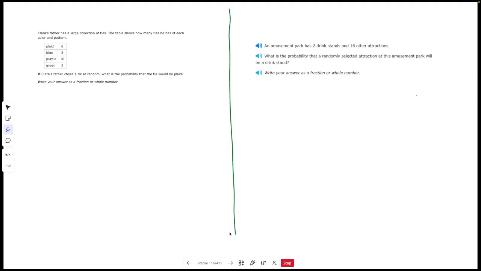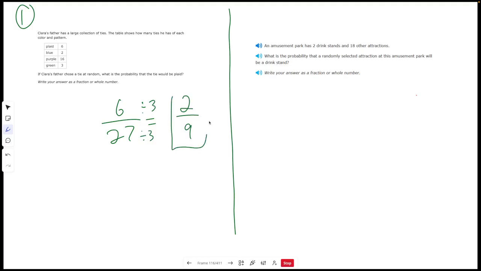Okay, now that you've had a chance to work these problems, let's check your solutions. For number 1 here, the plaid ties, there are 6 of them out of the total amount of ties, which was 27. So 6 of them were plaid out of the 27 total ties, and depending on how your teacher wants the answer, this can be reduced. If you divide by 3, you would get 2/9, final answer.